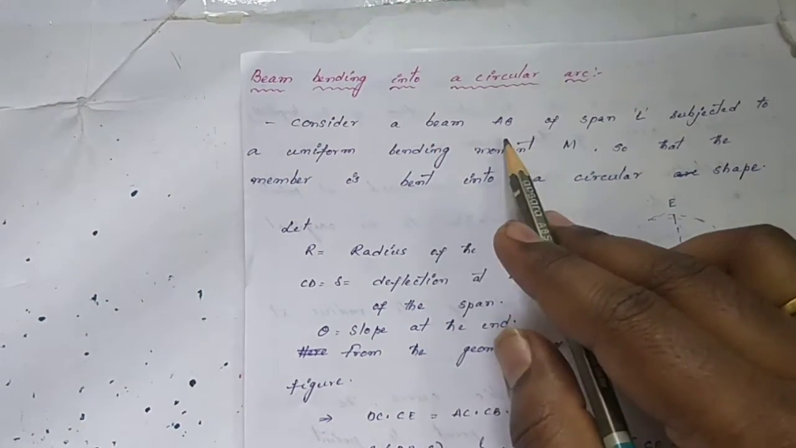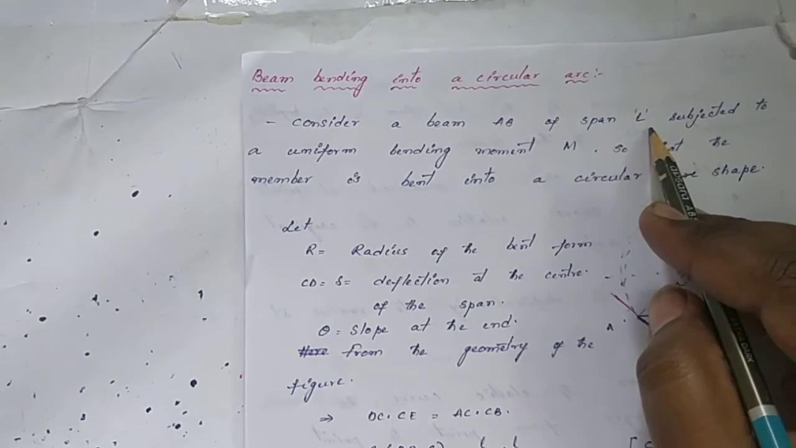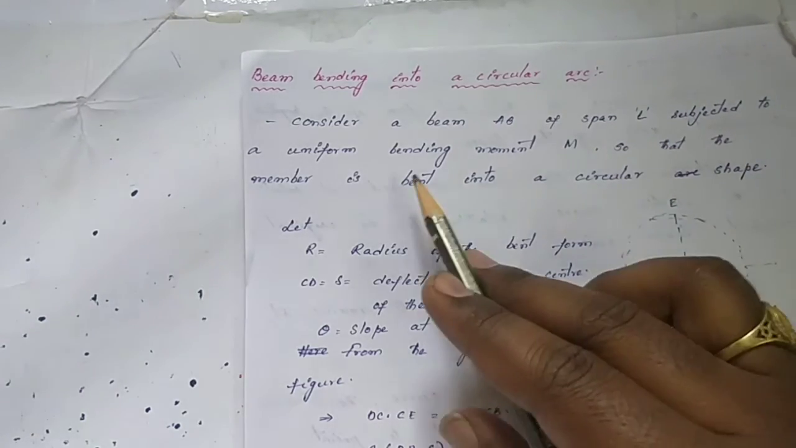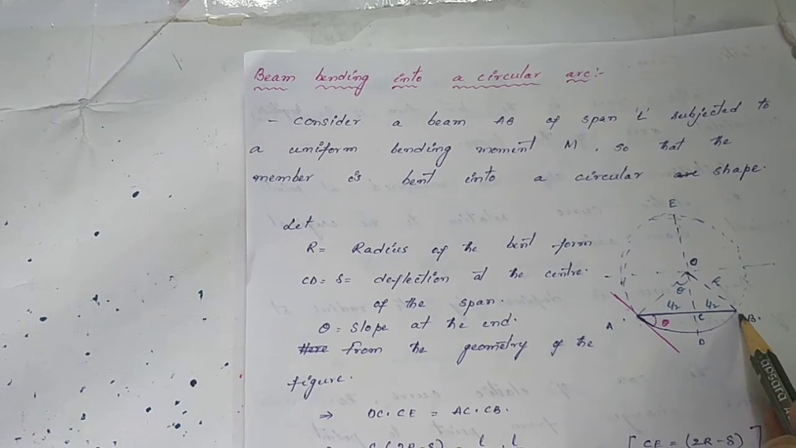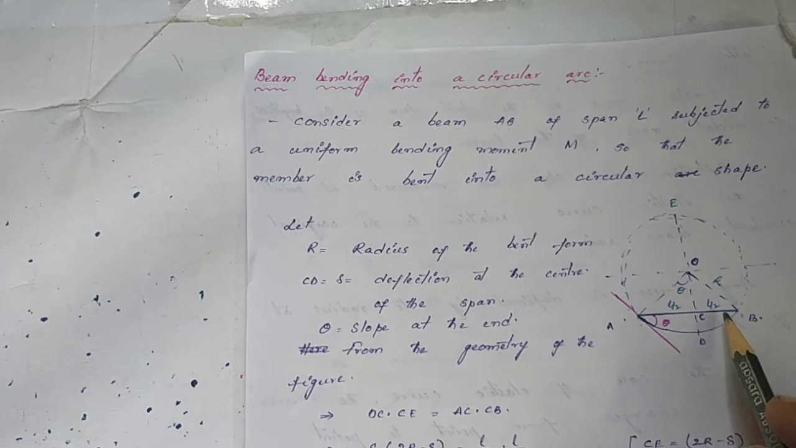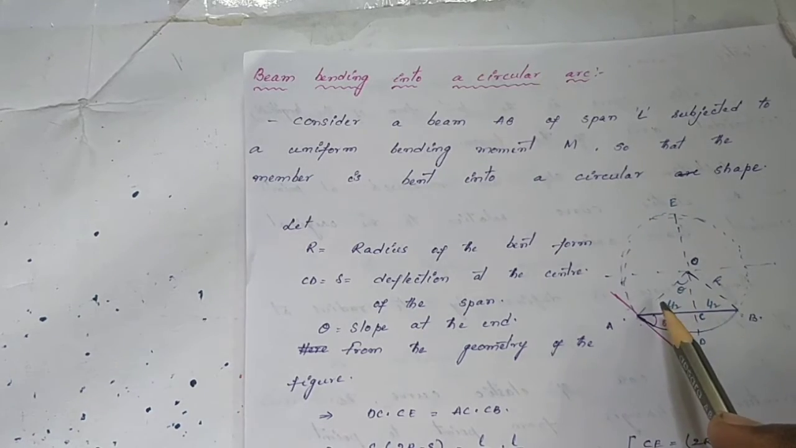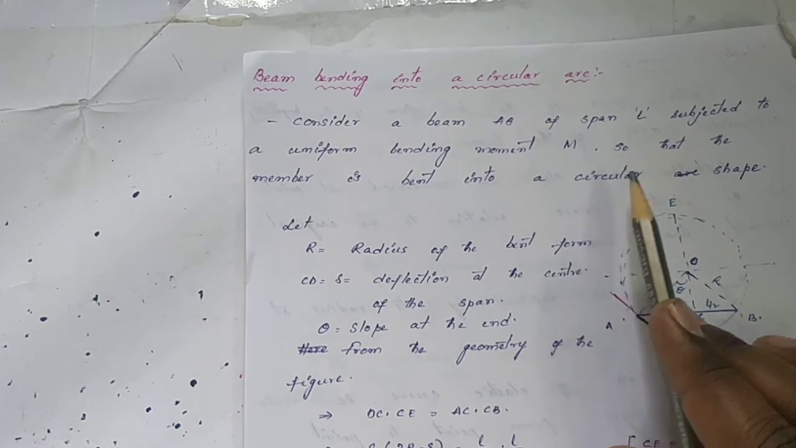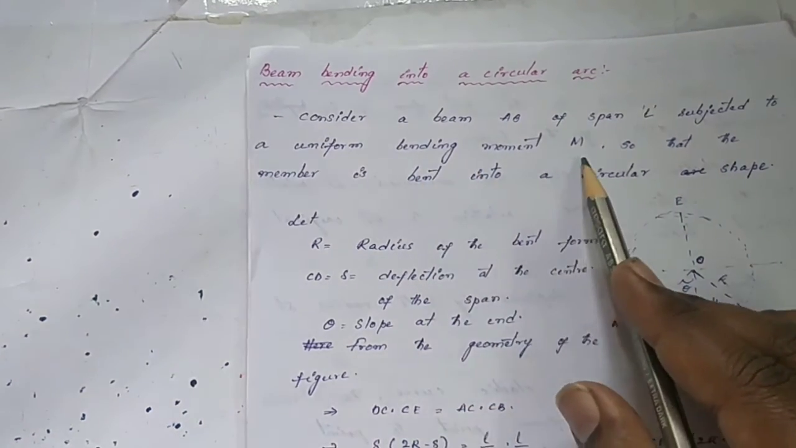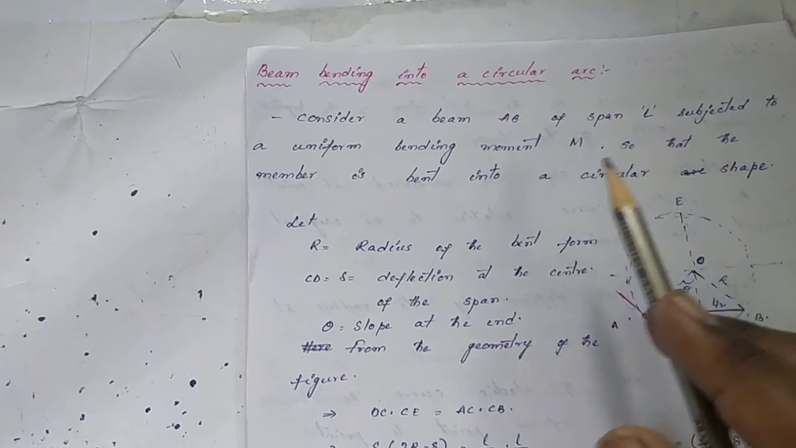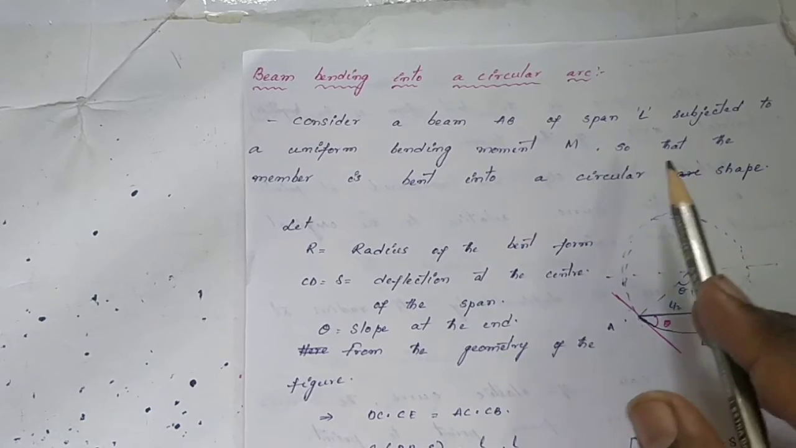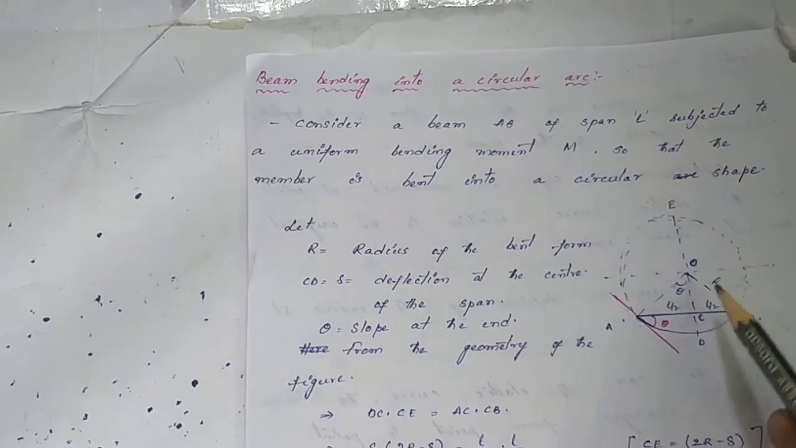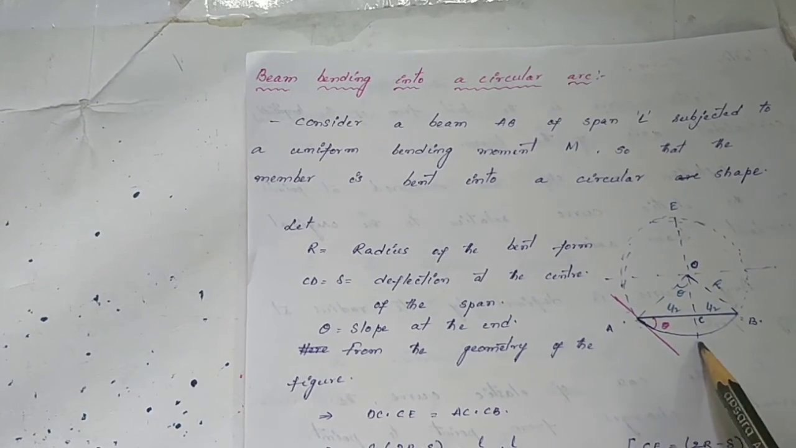Consider a beam AB of span L, subjected to a uniform bending moment M. Here AB is a simply supported beam. It is subjected to a uniform bending moment M, so that the member is bent into a circular shape, that is ADB.